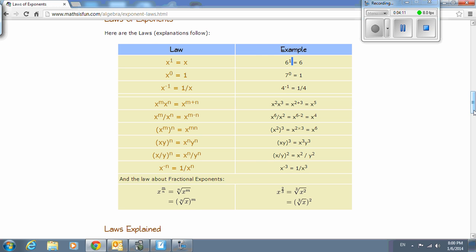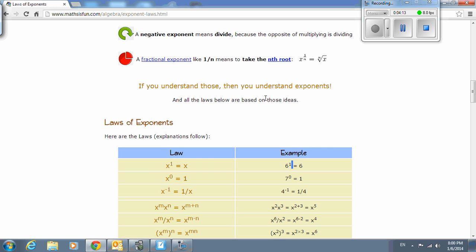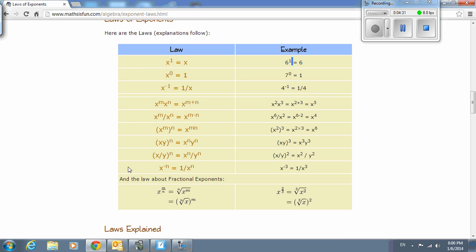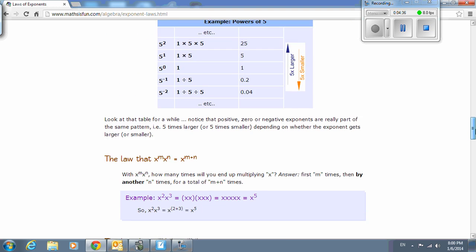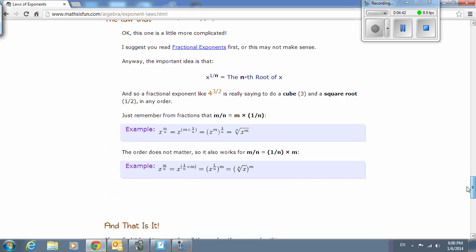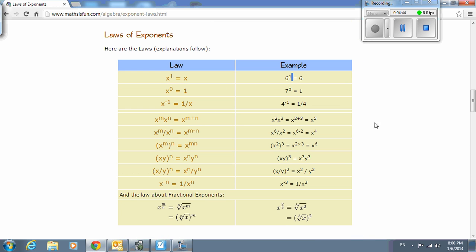One more thing that is not here that I would like you to know is actually up here. A fraction exponent like 1 over n means to take the n-th root. For example, x to the 1 over n is equal to the n-th root of x. Once again, make sure you have this table on your paper. In case you have trouble with these laws of exponents, I encourage you to read through this website because they do explain every single portion of these laws. But all I'm requiring you to have is, once again, this portion of the table.